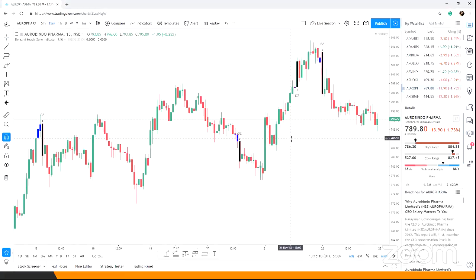Do demand and supply really work well in trending stocks or markets? Personally, I feel that in range bound markets, there is a lot of probability to hit your stop loss.